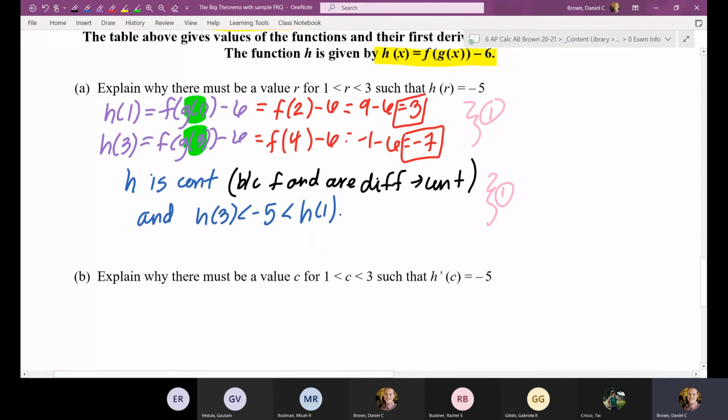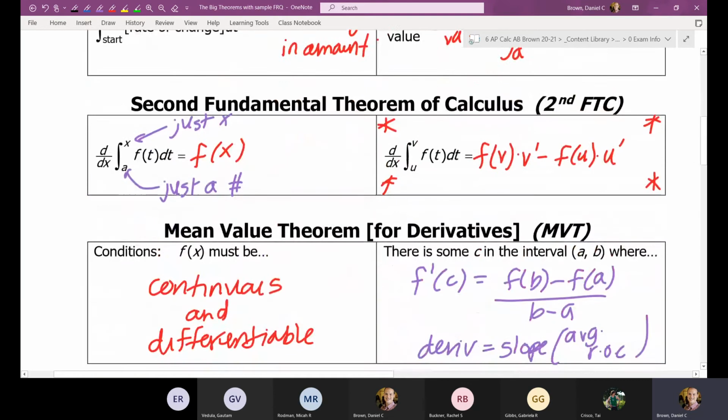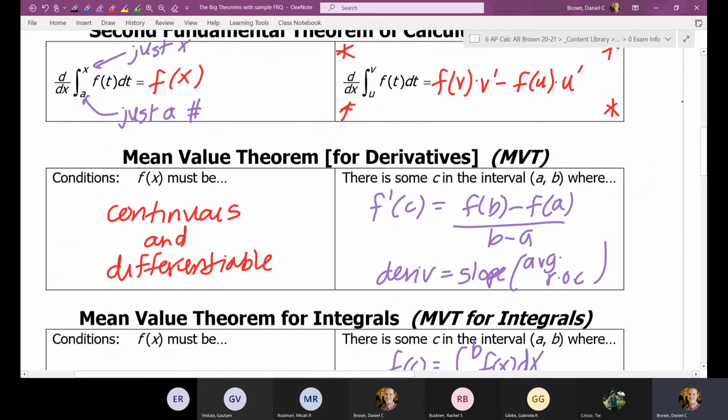All right, so let's go ahead and look at B. Explain why there must be a value c, where c is between 1 and 3, such that h prime of c is equal to -5. What concept or theorem is this one testing your knowledge of? And your hint is I see h prime there, derivative. And there's your options. There's the option: Mean Value Theorem for derivatives.